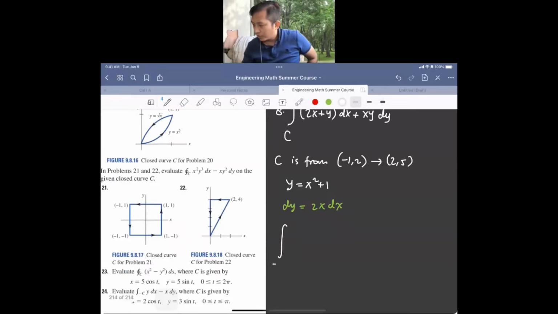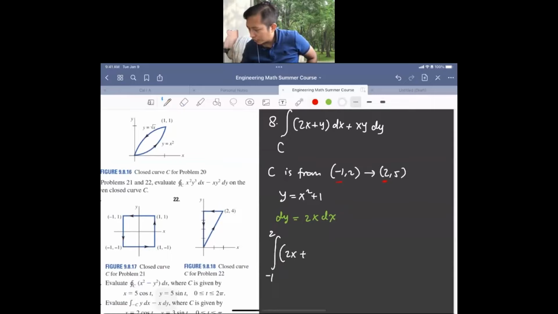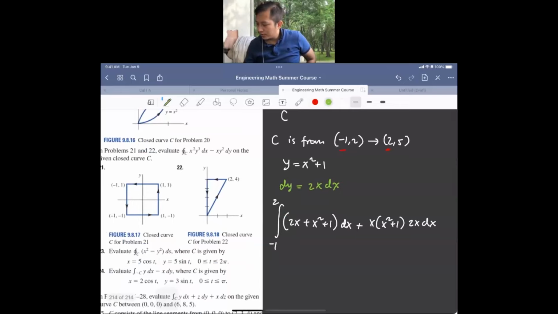So that's why it becomes negative 1 to 2 for only the x, and then 2x plus x squared plus 1 dx plus x squared plus 1, and then this becomes 2x dx. Alright, and then we could take this and we can add this first because it's the same dx, right? So we have 2x plus 2x cubed, right?